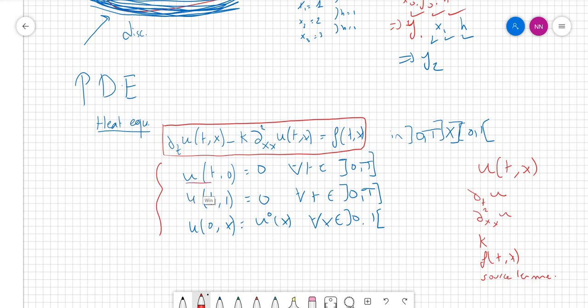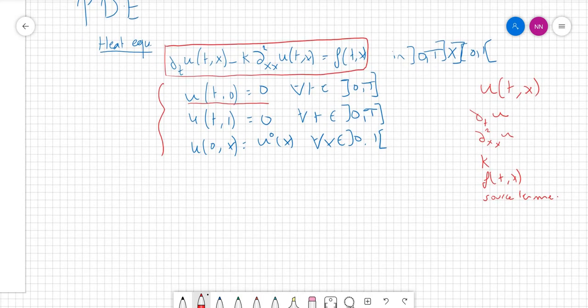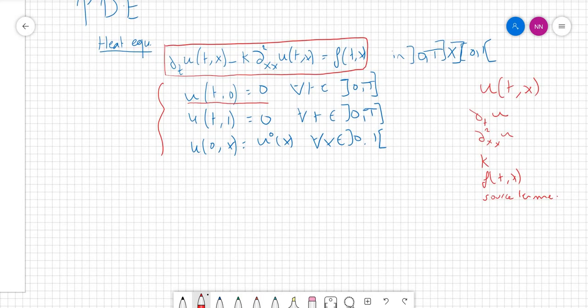u(t, 0) is equal to 0. It means that if x is equal to 0 and t is anything, your function is equal to 0. So, if we want to understand more, I will read the equation differently.